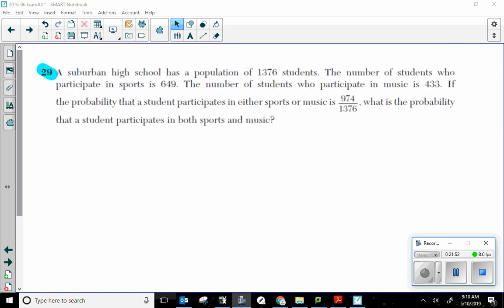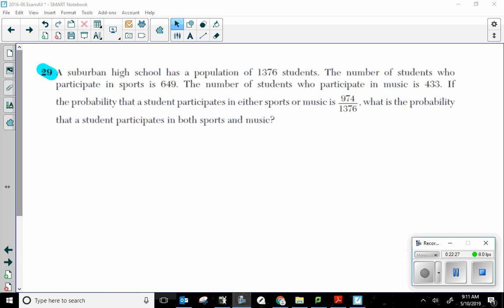A suburban high school, this is number 29, has a population of 1,376 students. The number of students who participate in sports is 649. The number of students who participate in music is 433. If the probability that a student participates in either sports or music is 974 out of 1376, what is the probability that a student participates in both sports and music?